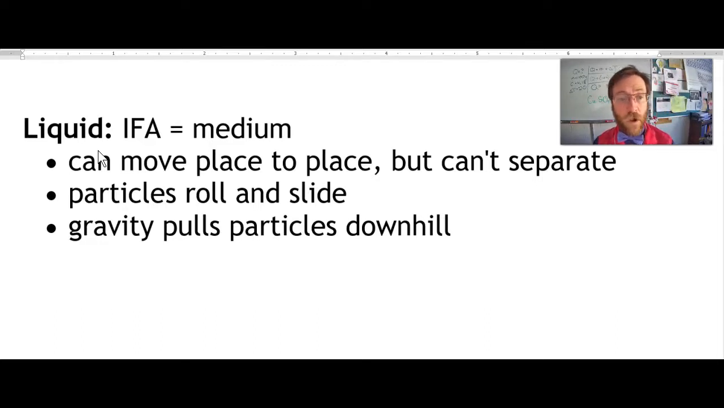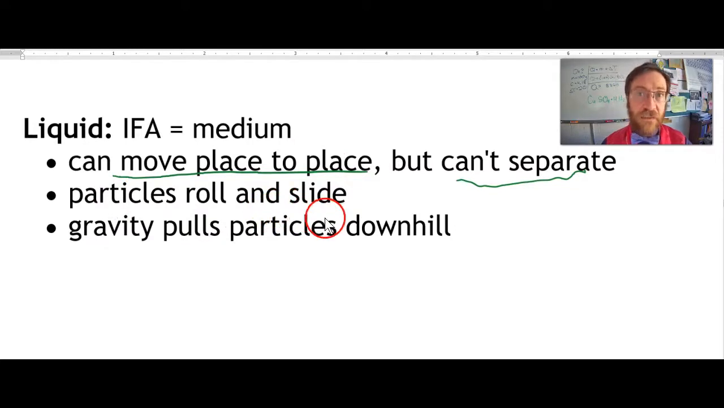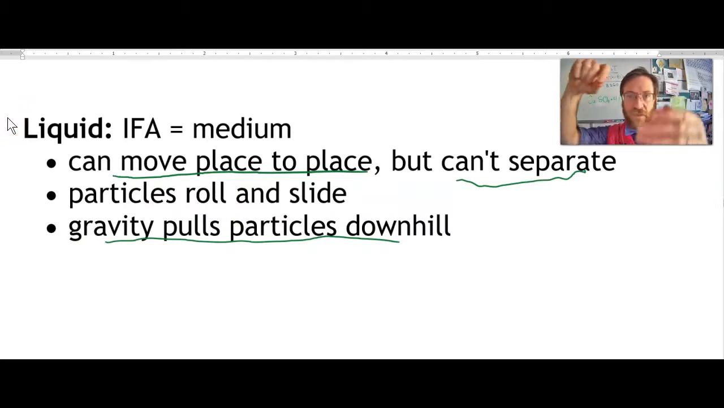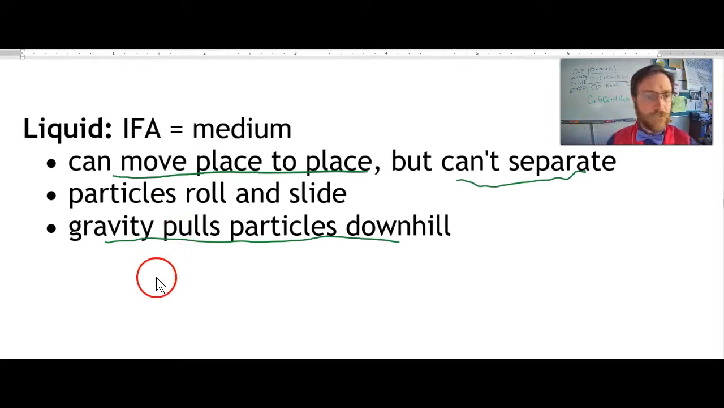And because they're not holding terribly strong, the particles can move from place to place, but they still can't separate, right? They can't quite break free from one another. So what happens is the particles roll and slide, oddly enough, in a liquidy kind of motion. And so when you pour, gravity pulls particles downhill. So when you pour water out of one thing into another, the reason it lands on the bottom of your glass and fills the bottom of that container is because gravity's pulling it down that way, right? If you were in space, the liquid would just bloop into a ball and float around because there's no gravity to pull it into the bottom of the container.